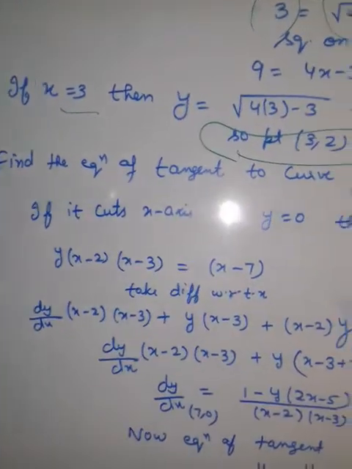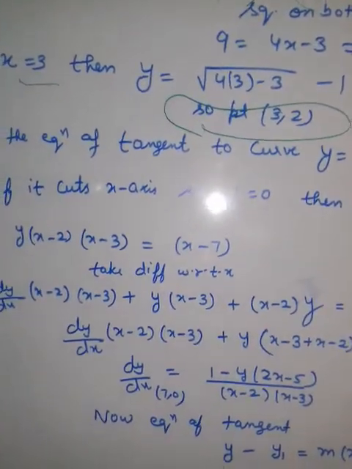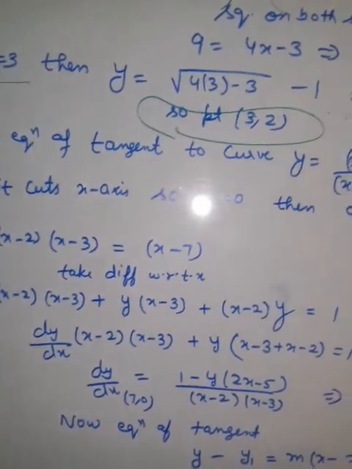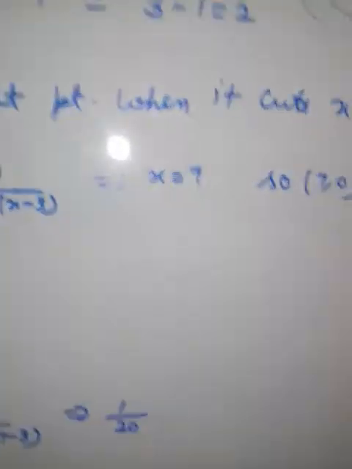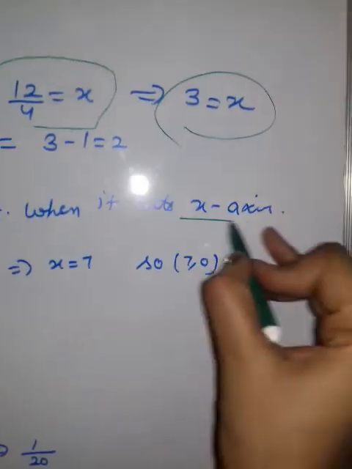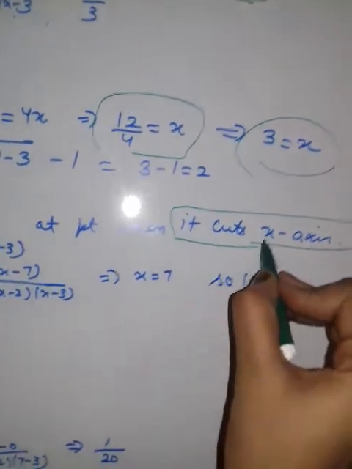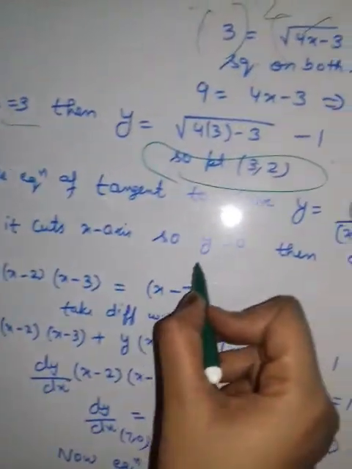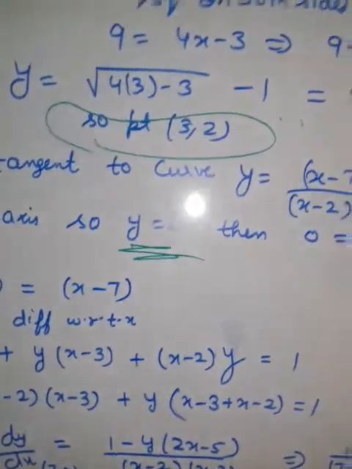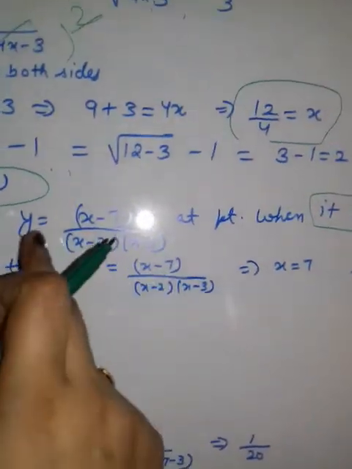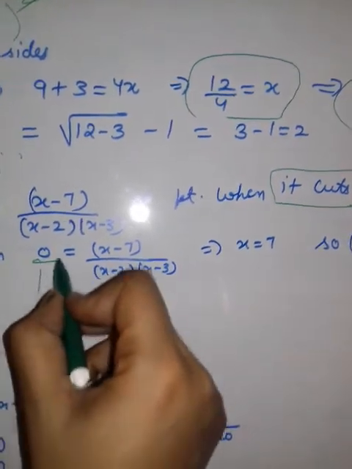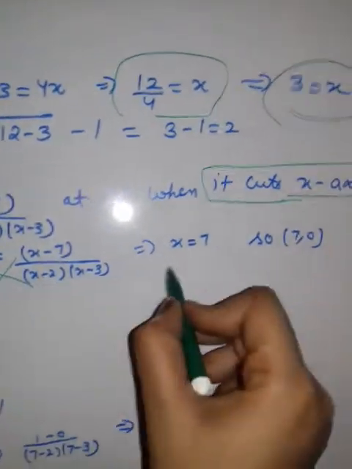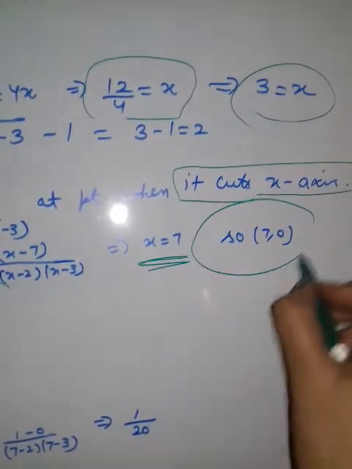Next is: find the equation of the tangent. Now you have to find the equation of the tangent to the curve given to you at the point where it cuts the x-axis. Remember this thing: if any line is cutting the x-axis, it means its y coordinate will be 0. So y will be 0. Then I kept y equal to 0. Then by cross multiplication the denominator will become 0. So x is 7. So you got the coordinate: when x is 7, y is 0.